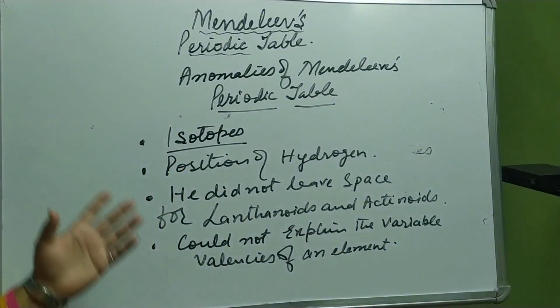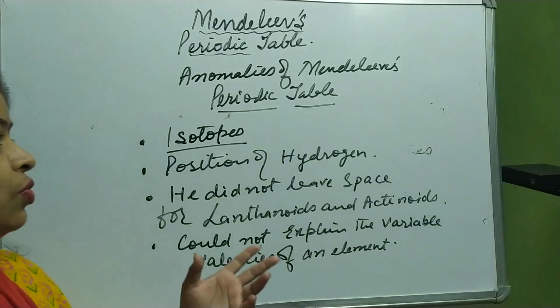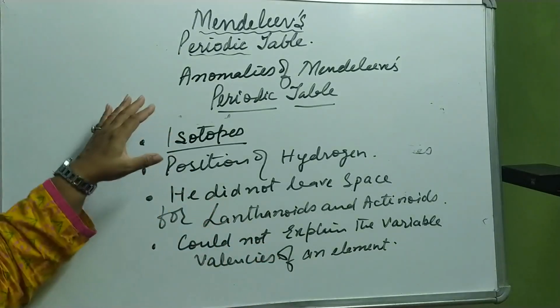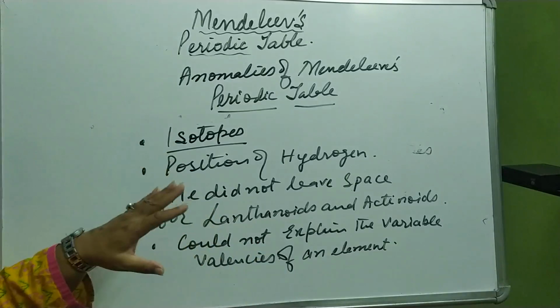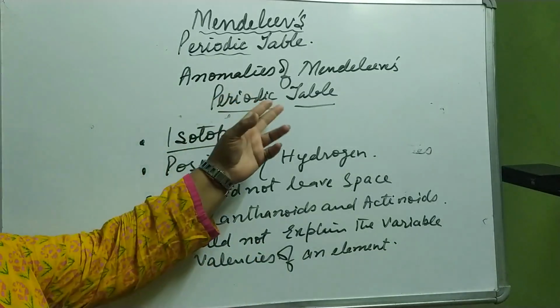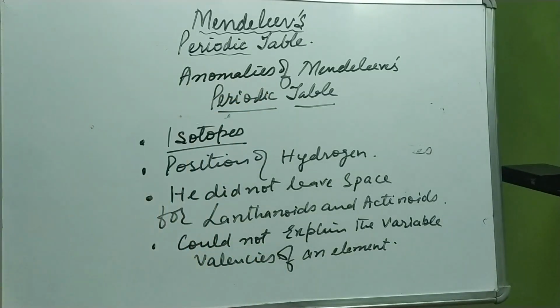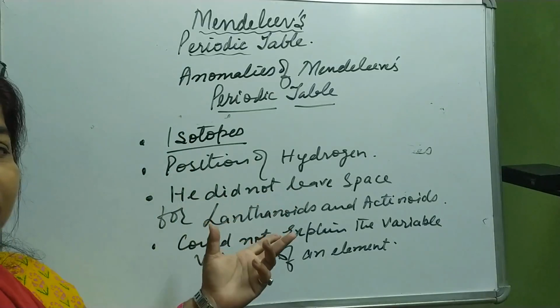Okay, so these were some of the limitations or drawbacks, the points which were not fulfilled by Mendeleev's periodic table. So this was all about Mendeleev's periodic table. So learn it, revise it.